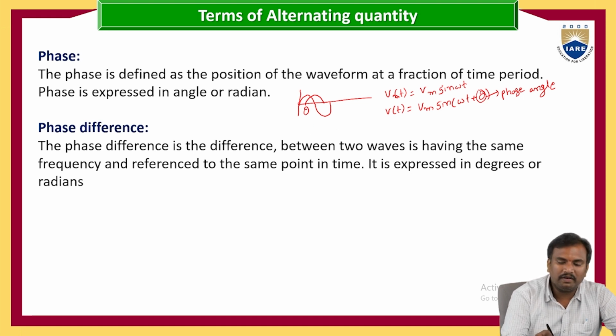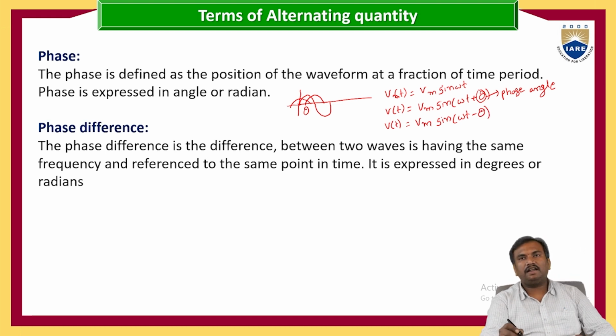And if the waveform is started before this, then that will be taken as v of t is equal to Vm sine omega t minus theta. So this theta is nothing but the phase angle. The difference from the position of the waveform is called the phase angle or phase.